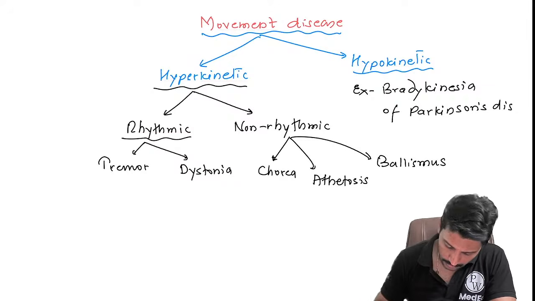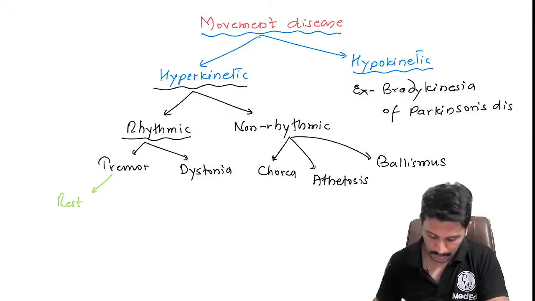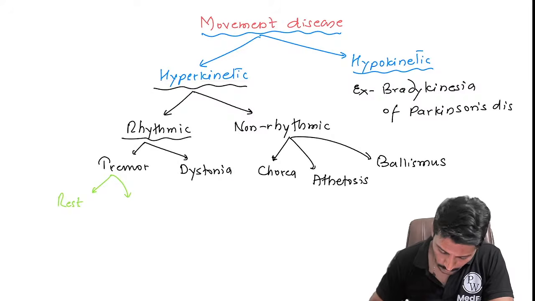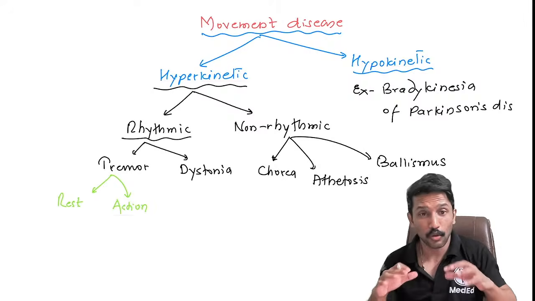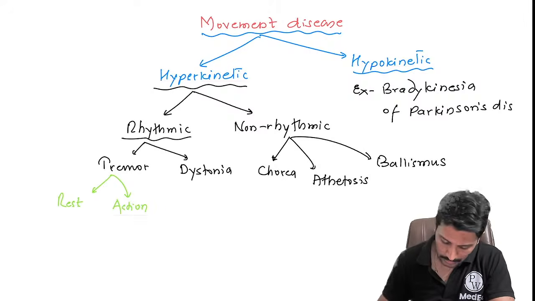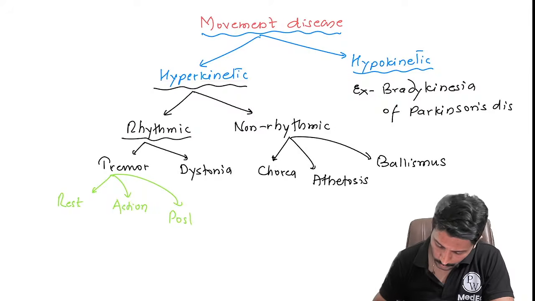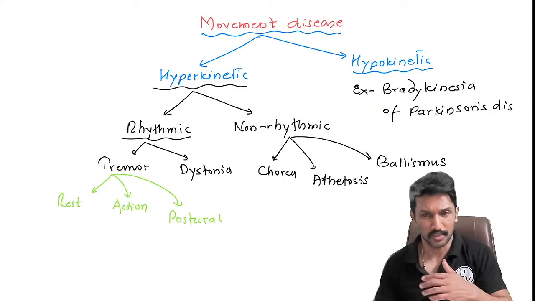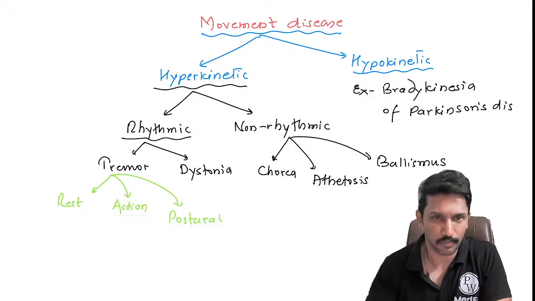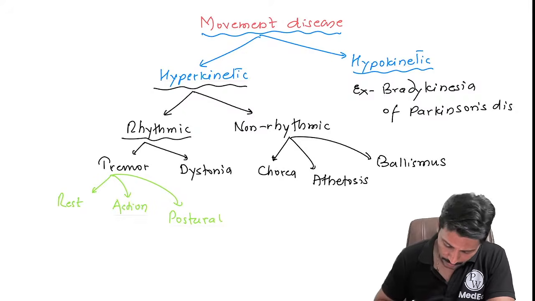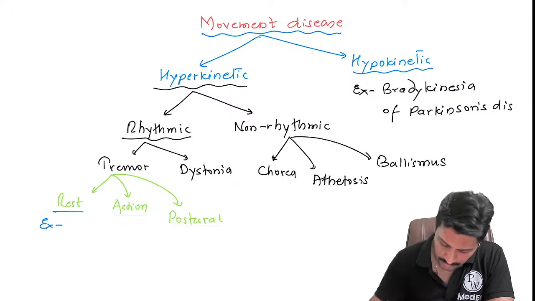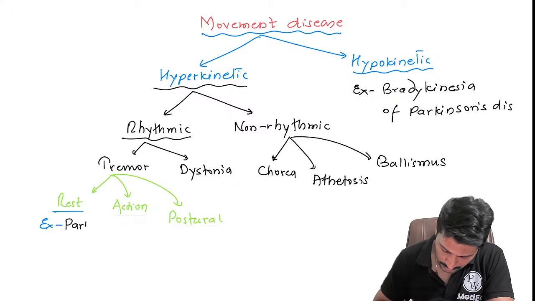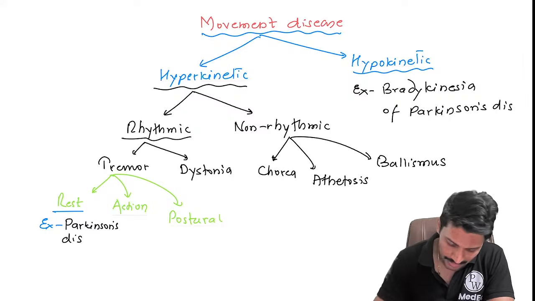The tremor we will further classify into rest tremor, where tremors occur when the affected limb is at rest. Second, we will also have action tremor or intention tremor, where the tremor appears on voluntary movement or action. And third, postural tremor, where the tremor appears only on certain posture, especially when the limb is held against gravity. So for rest tremor, the example is Parkinson's disease. The pill rolling tremor of Parkinson's disease is a classical example for the rest tremor.